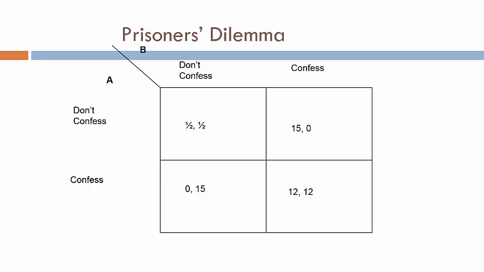So given the elements of the game, what is the anticipated or equilibrium outcome of this game? To see this, let us fix player B's action to don't confess and ask what is A's optimal response. That is, we compare A's payoff from don't confess, which is half a year, to 0 years if he confesses. A would therefore play confess if B chooses don't confess. Similarly, if we fix B's strategy to confess and ask what is A's optimal response, we will compare A's payoff of 15 years in prison from don't confess to 12 years in prison if he confesses.